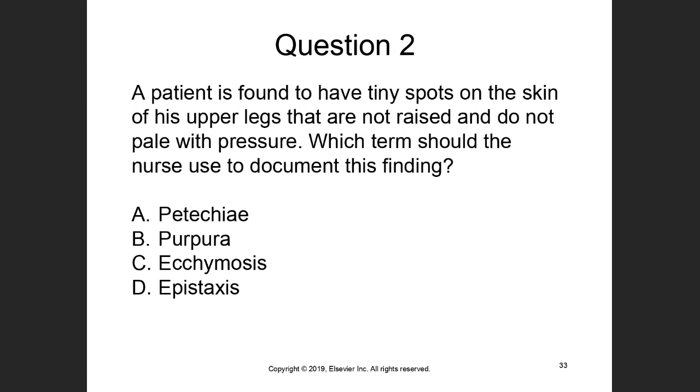And we have question number 2. A patient is found to have tiny spots on the skin of his upper leg that are not raised and do not blanch with pressure. Which term should the nurse use to document this finding? What is the answer right here? Yes, that's petechiae, those little red dots that you have sometimes. When you go to the gym and you are exercising, you can see that sometimes you develop petechiae.